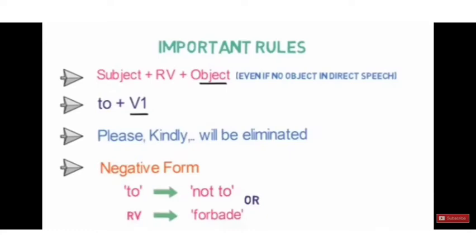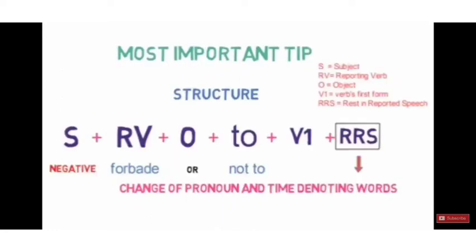Number 4, if the imperative sentence is in negative form, either to will be converted into not to or we use forbade in reporting verb. Forbade means not to. The most important tip for you students, listen, most of the time the structure of the indirect speech will be like this: subject plus reporting verb plus object plus to plus main verb plus remaining part in the reported speech.